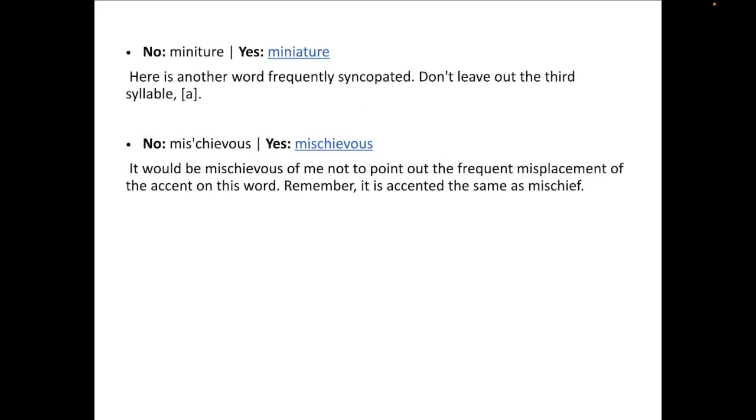The next word is miniature. It is not "minichur," it's "miniature." Here's another word frequently syncopated. Don't leave out the third syllable, A. The next word is mischievous. It is not "mischievious." The correct pronunciation is "mischievous." It would be mischievous of me not to point out the frequent misplacement of the accent on this word.